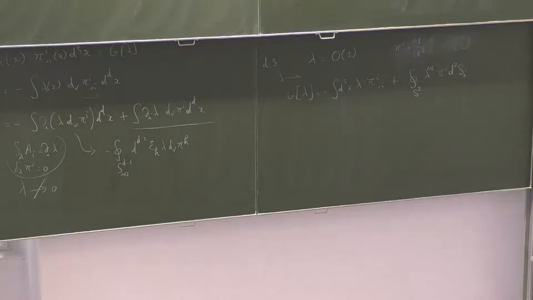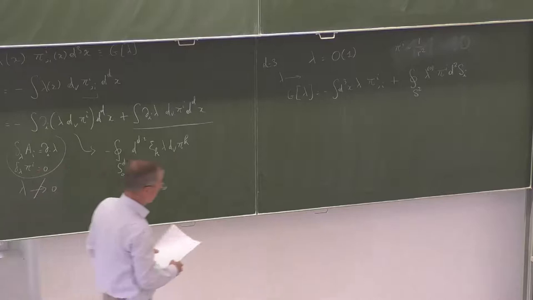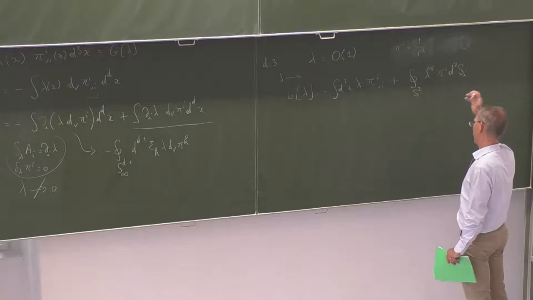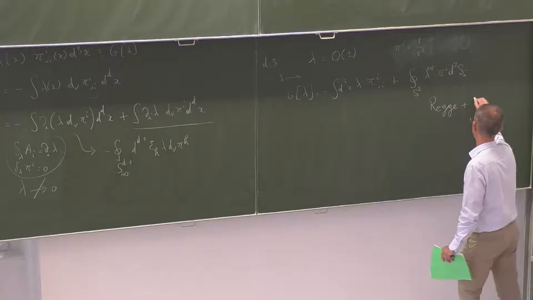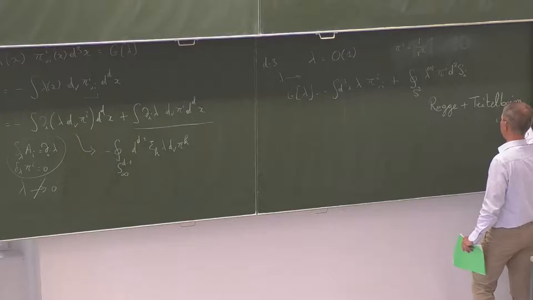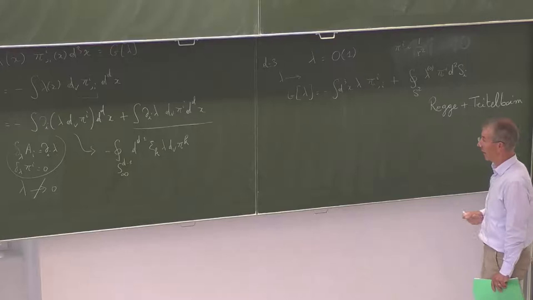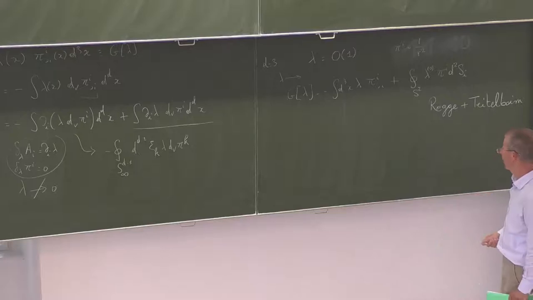Now, the observation that you have to be cautious about surface terms goes back to early work by Regge and Teitelboim. And I just illustrated the general ideas on the particular case of electromagnetism, but they were dealing with gravity. It applies to gravity, to all gauge systems.